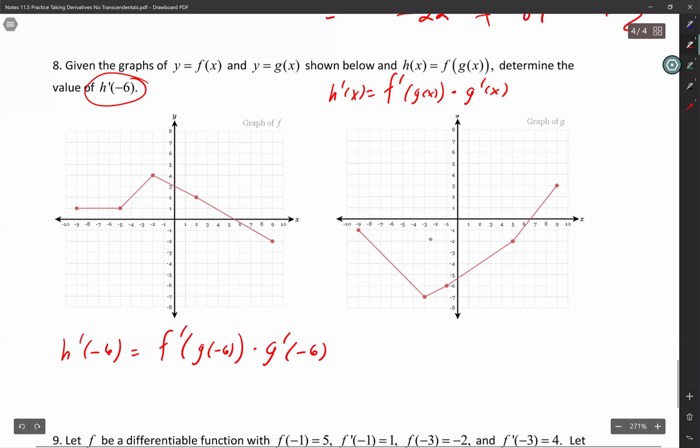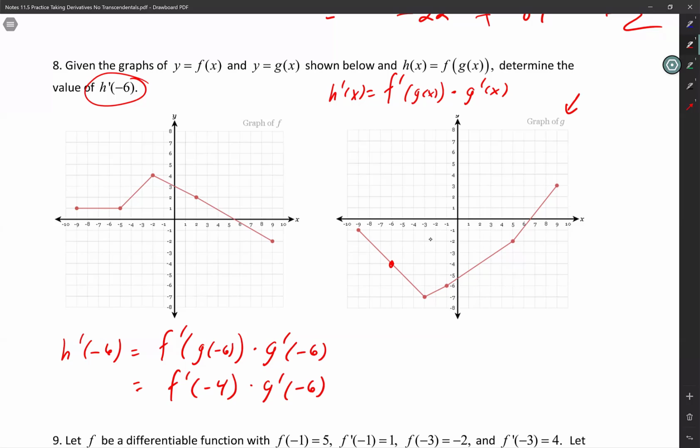So here's the graph of g. Hopefully you can see it there. So negative 6, and I see a point at negative 4. So this turns to f prime of negative 4 times g prime of negative 6. Now f prime of negative 4 means slope of f. So here's f, negative 4. Find the slope of this line in blue. So let's see, 1, 2, 3, 1, 2, 3. It looks like it's 1. So that's a slope of 1.